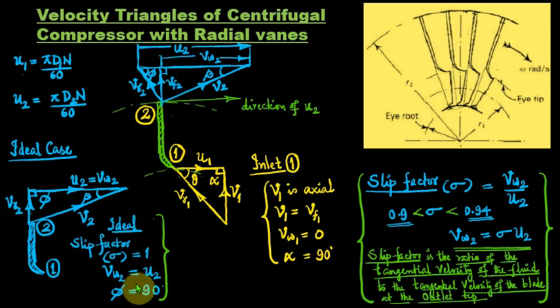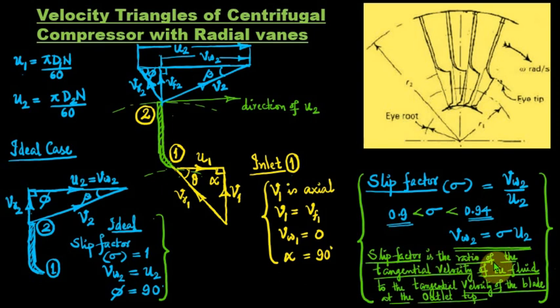Okay, so now we will consider what is slip factor. From an exam point of view, you may get a question: what is slip factor related to a centrifugal compressor? How do you define that? It is the ratio of the tangential velocity of the fluid at outlet to the tangential velocity of the blade at outlet. What is the tangential velocity of fluid at outlet? That is Vw2, the velocity component of the fluid in the direction of U2.